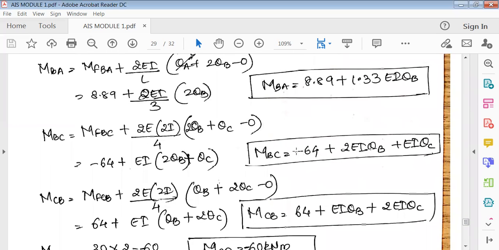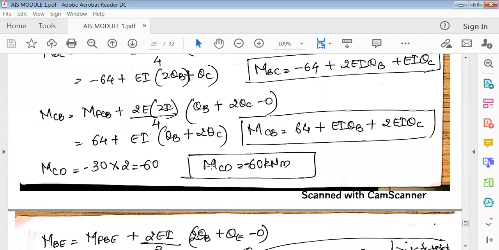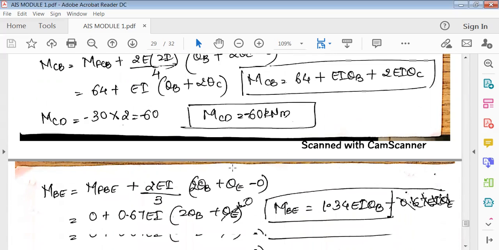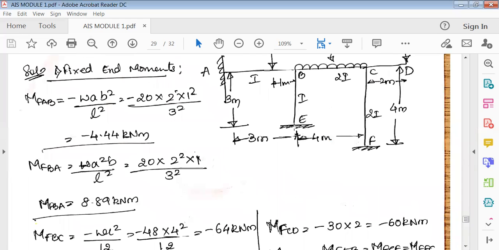So MBC, you get this value. Similarly, MCB is MFCB plus 2EI by L, theta B plus 2 times theta C minus 0. Okay, so this is MCB. So MCD is equal to minus 60. We have already calculated this. CD is the first joint, so it is anticlockwise, minus 30 into 2. Next, MBE. Then we'll calculate MBE, EB, MCF, FC.